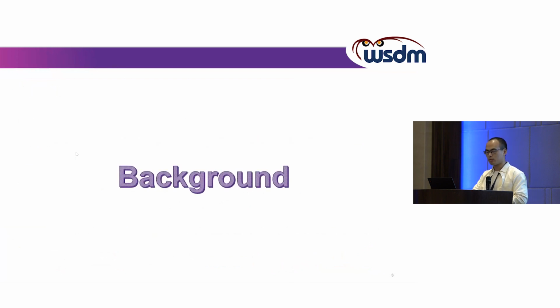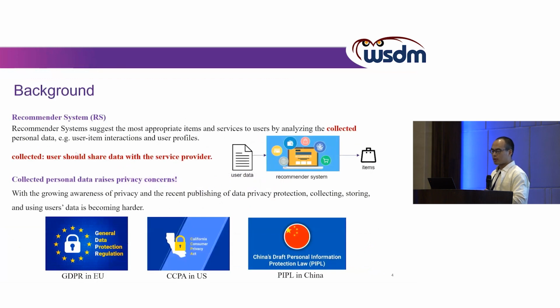So let's first move into the background. So what are recommender systems? Recommender systems suggest the most appropriate items and services to users by analyzing the collected personal data. For example, user-item interactions and user profiles. So here, I want to point out one keyword, collected. Collected means that a user should share data with the service provider. However, with some recently released data privacy protection regulations, doing such things may become harder in the future.